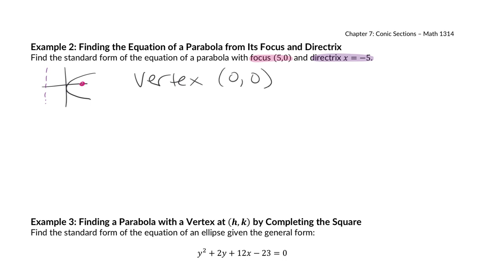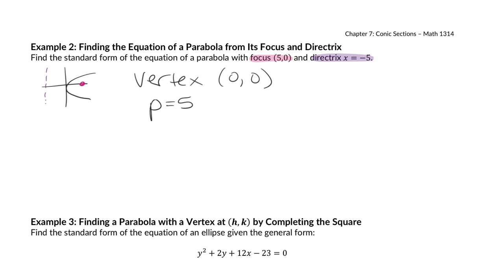We also learned the focal length. We learned P. P is the distance from the vertex to the focus and the vertex to the directrix. How far away is the focus from the vertex? 5. And how far away is the directrix? 5. So P is equal to 5. If we know all of this, we know exactly the formula.